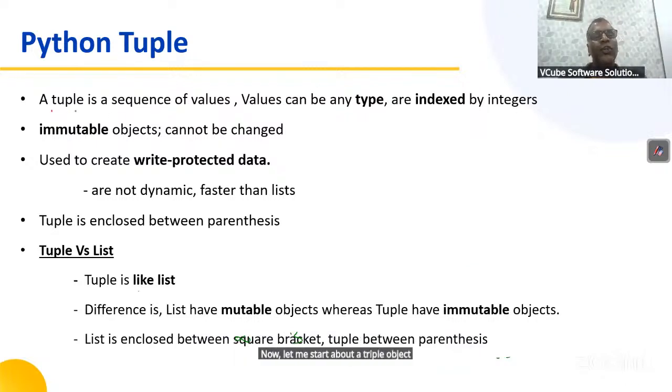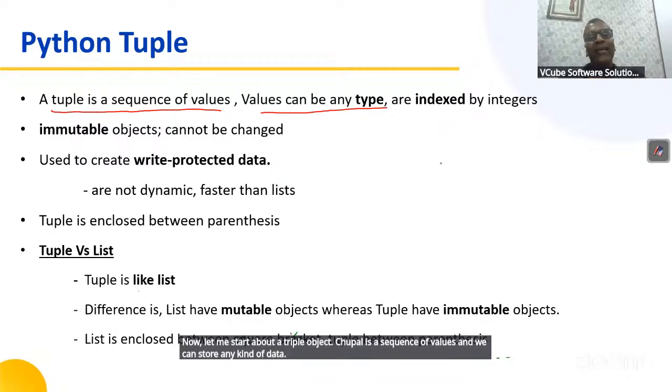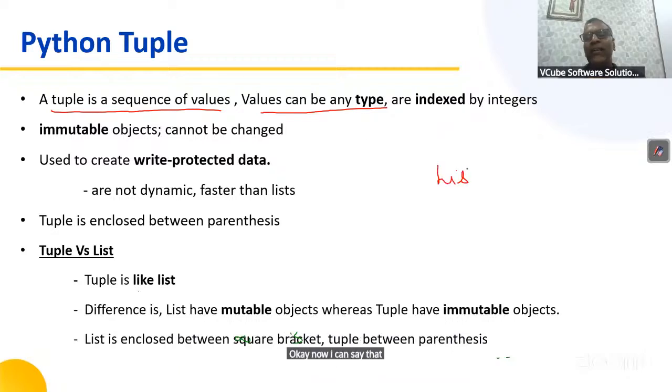Now, tuple is a sequence of values, and we can store any kind of data. Now, I can say that list and tuple both are the same. List and tuple both are used to store heterogeneous data. What is the meaning of heterogeneous? We can store any kind of data.